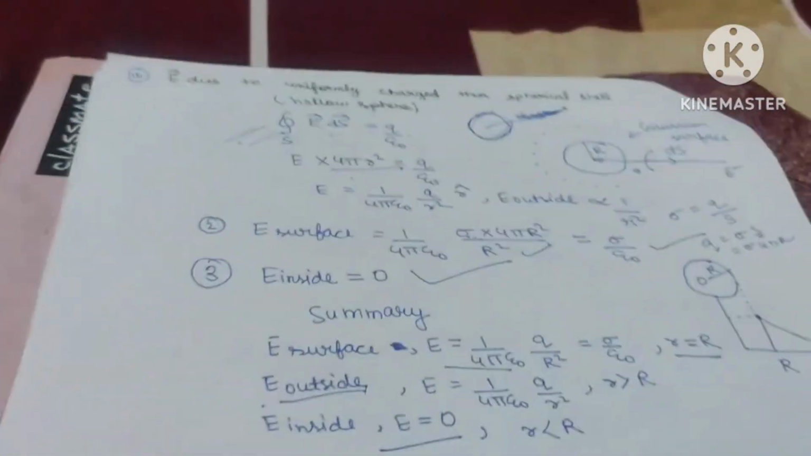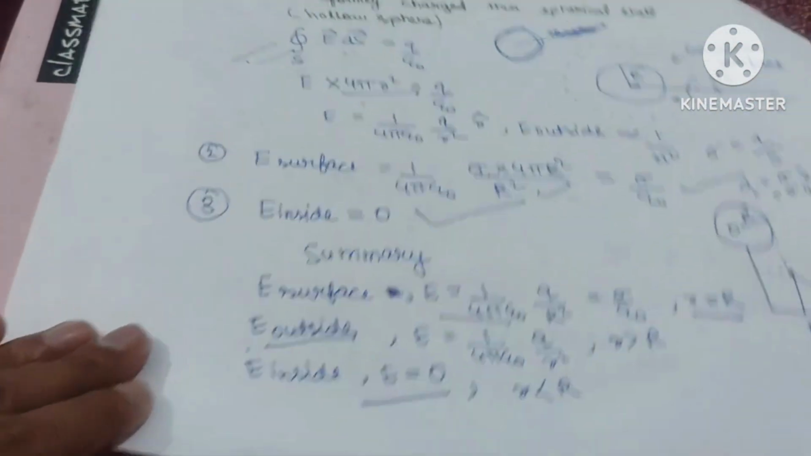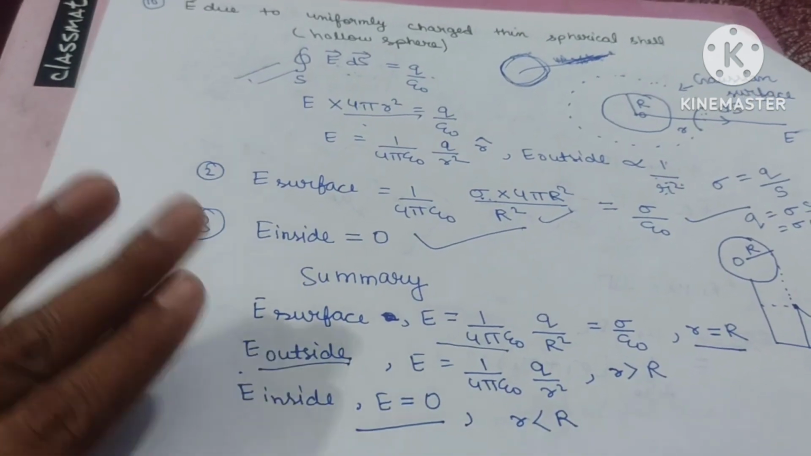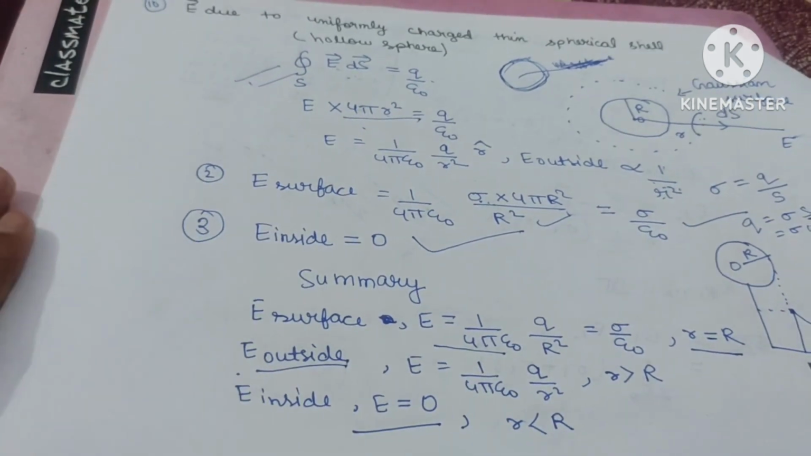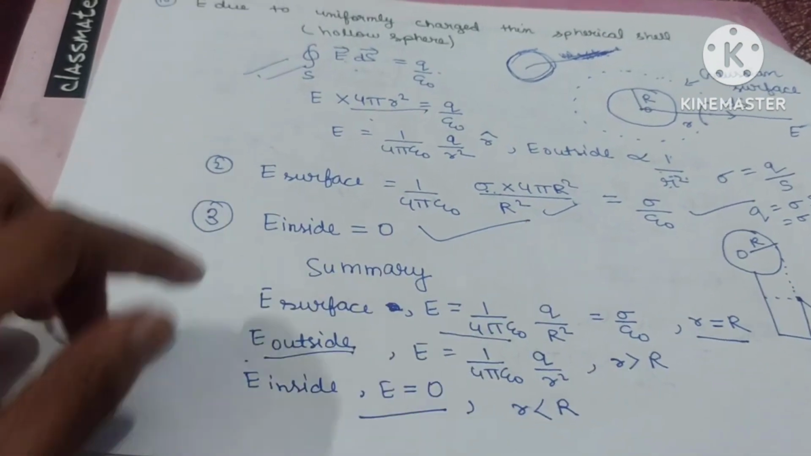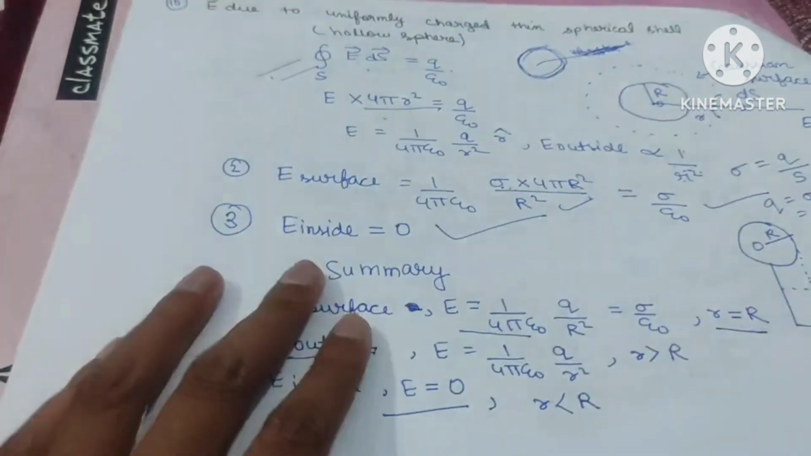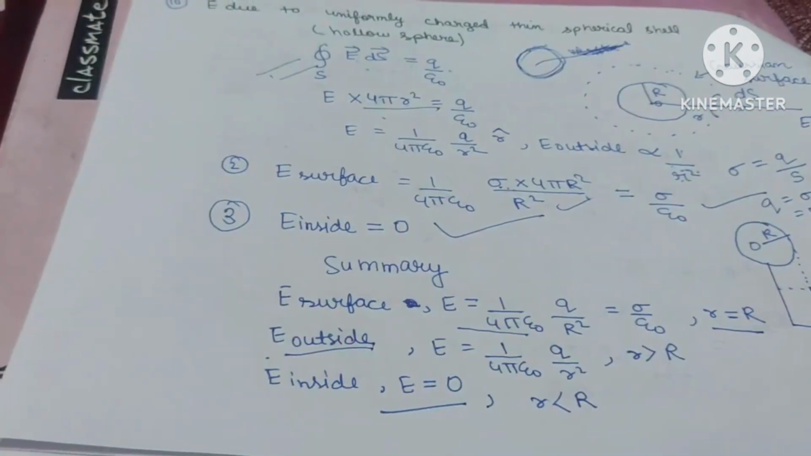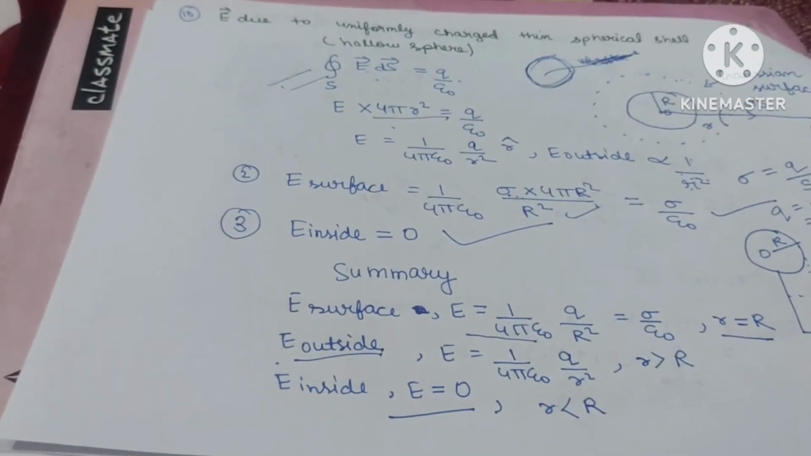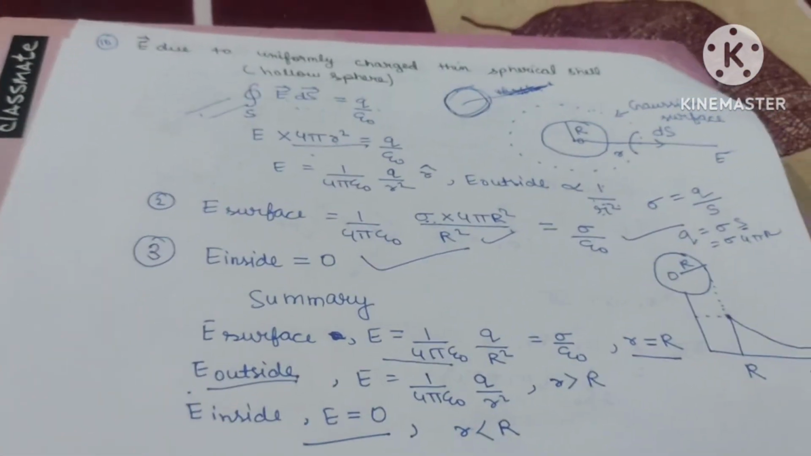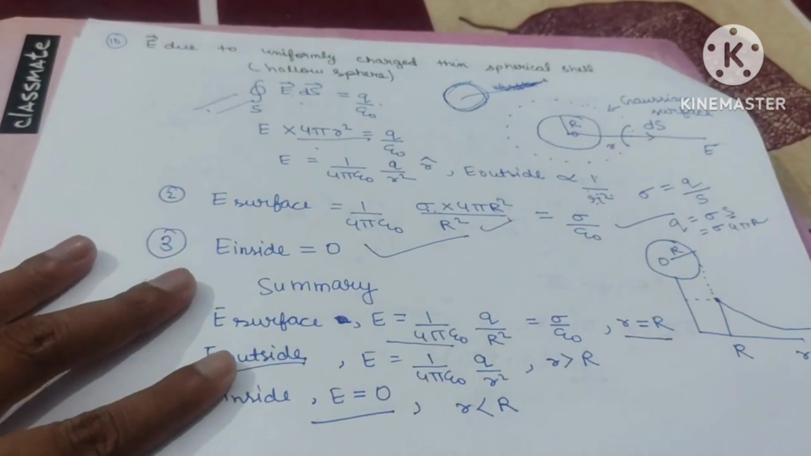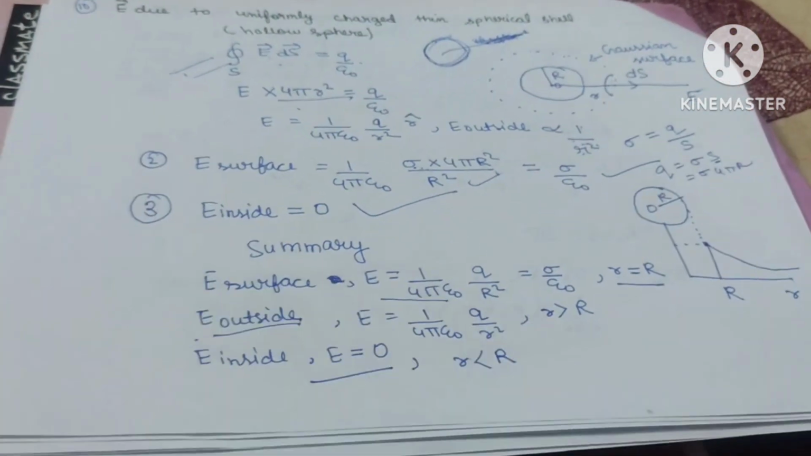So that's it for this. Make a note of it, because in the exam it will come directly. Like in objective questions, what is the E at the surface of a hollow sphere? That can be asked. So take a screenshot, or whatever you want, and write it in your notes. Thank you.